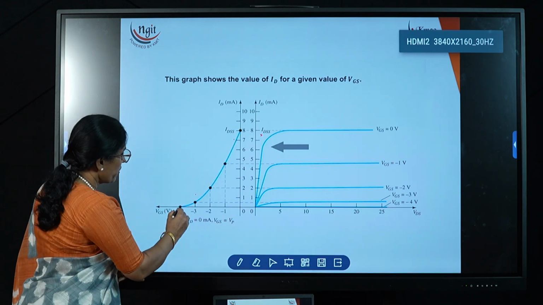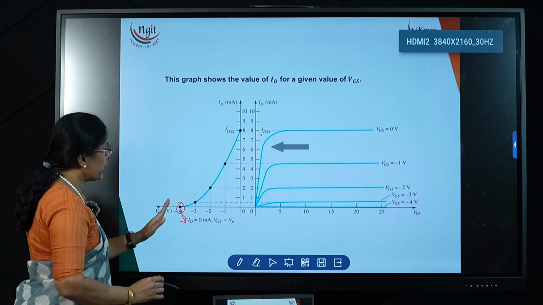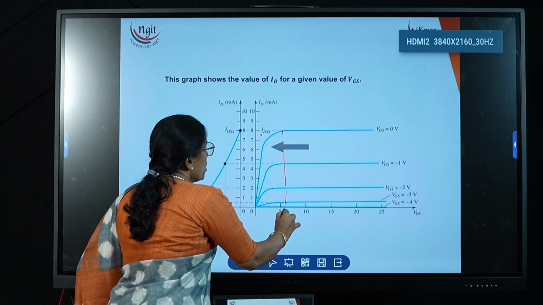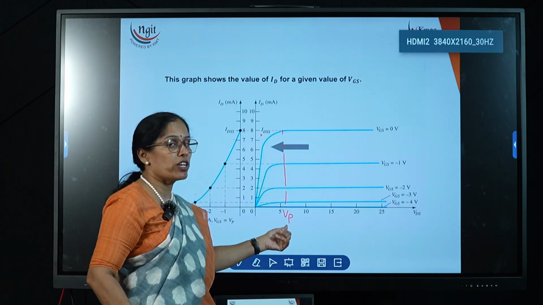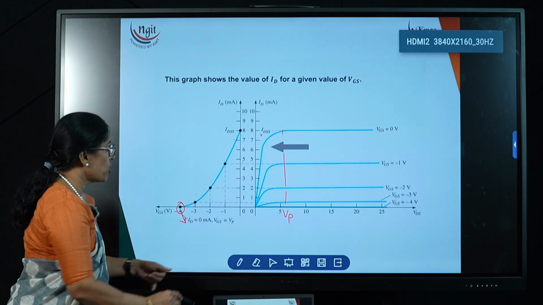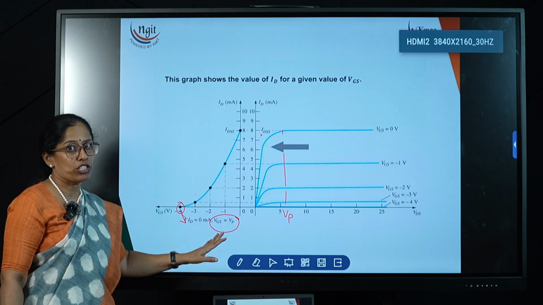And at one point we are getting ID is equal to 0, that is called the cutoff point, and this magnitude is the same as the pinch off voltage. Where we are getting the constant current, that voltage we call the pinch off voltage, and this pinch off voltage and this VGS cutoff, both magnitudes are the same, not the polarities but the magnitudes.